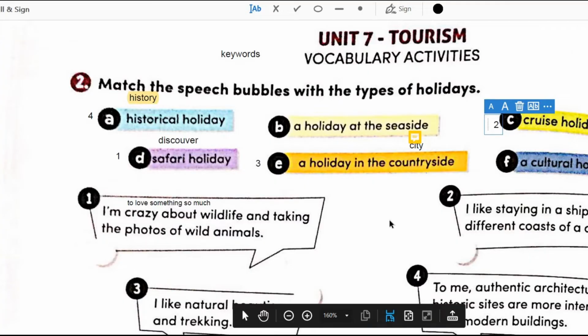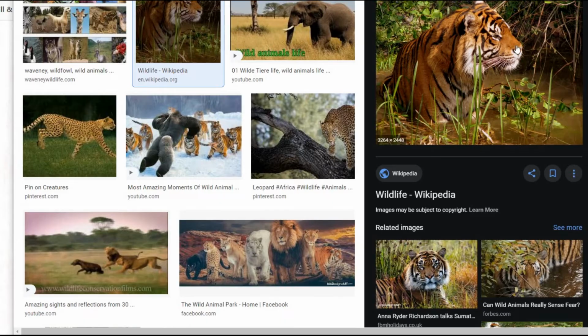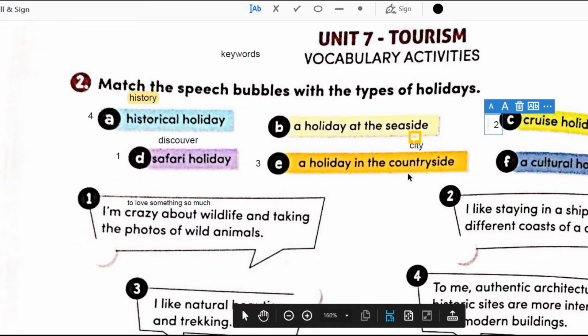Then we come back to safari holiday. Safari holiday is about wild animals, a trip that you do to discover wild animals. Wild animals would be this kind of life, wildlife. This is a lion, tiger, elephants, different types of animals. We call it wildlife. There is human life and there is wildlife.